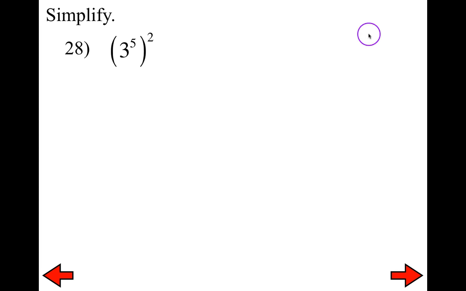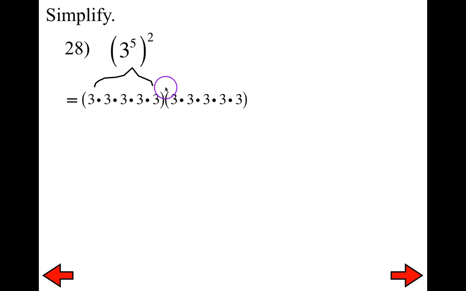Now let's try out some problems on our own. So here we have 3 to the 5th power. What you're going to want to do first is write that as an extended product, 3 to the 5th power, which is 3 repeated 5 times. But because of this squared, I'm going to have to repeat this whole group once more to make 2 groups, which would give me a total of 10. So I have to write 3 to the 10th power.